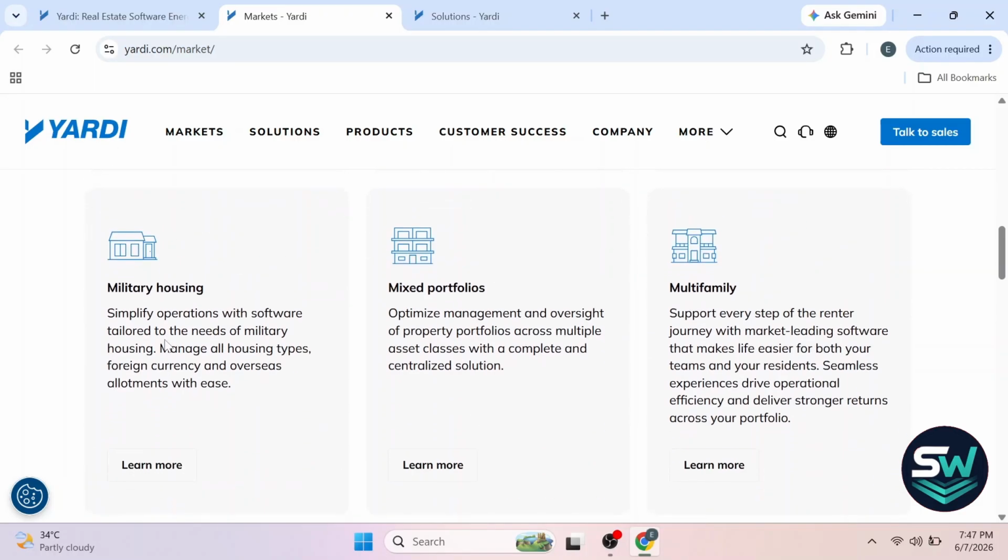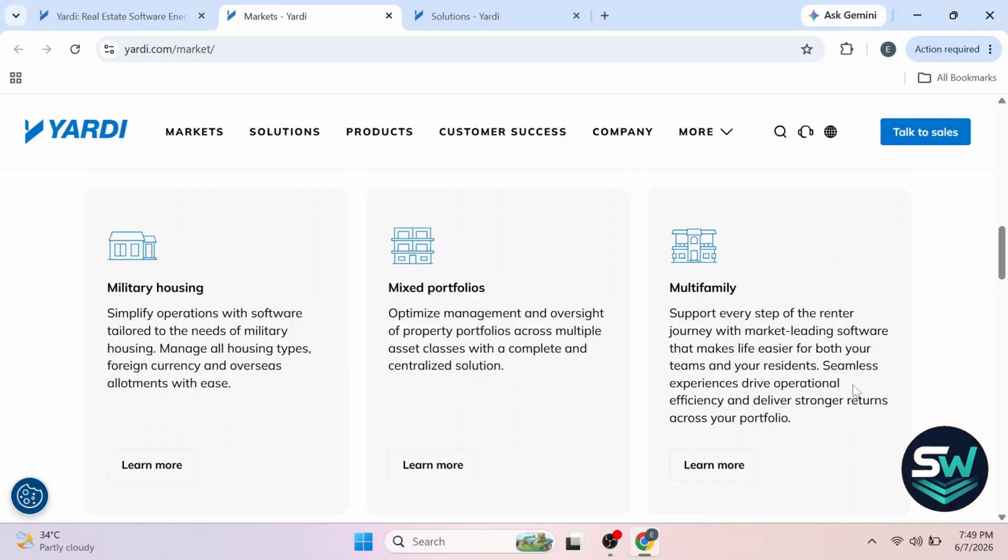Then we have military housing. Military housing solutions are tailored to housing providers serving military communities. The software supports multiple housing types, foreign currencies, allotments, and specialized operational requirements. After that, we have mixed portfolios. For organizations managing several property types, mixed portfolio solutions provide centralized oversight across multiple asset classes from a single platform.